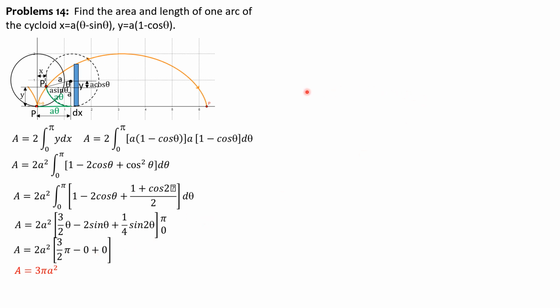Let's proceed to the arc length. So take note that S equals the integral of the square root of the quantity (dx d theta) squared plus (dy d theta) squared, d theta, and we consider the whole graph, so the limits would be 0 to 2 pi as shown. So the integral from 0 to 2 pi of the square root of (dx d theta) squared plus (dy d theta) squared, d theta.